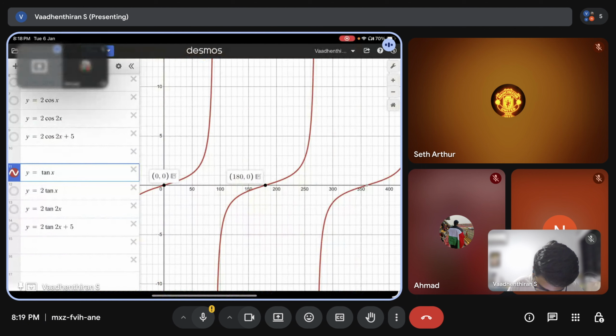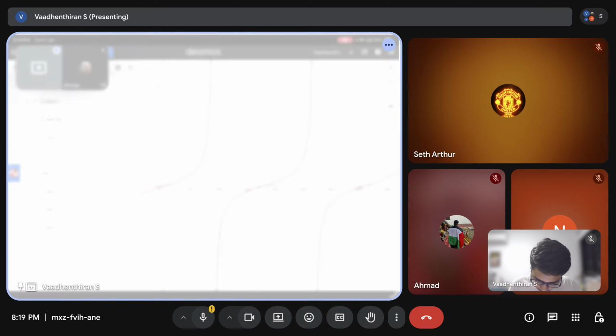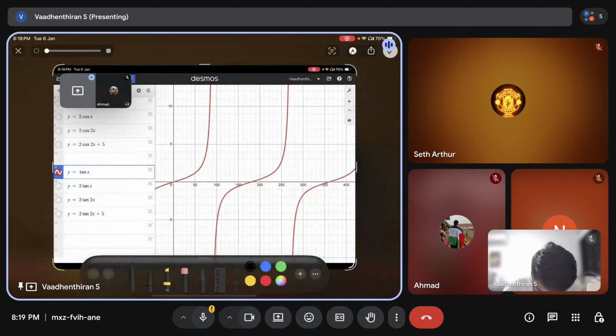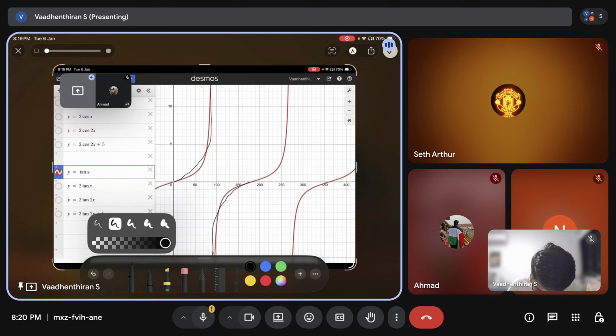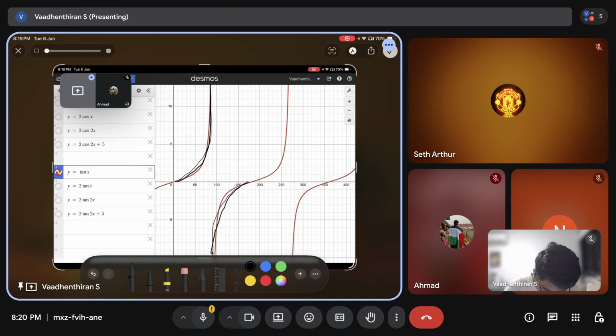Yeah, so here you can see that at 180 it is 0. One cycle completes in this manner, so this is 1 and this is 1. So this is one cycle of the tangent graph, and it completes at 360 as the convention is 360 for degrees. We complete 2 cycles for tan x.